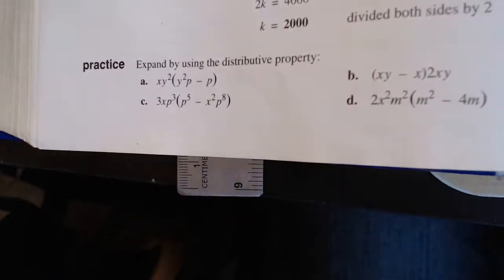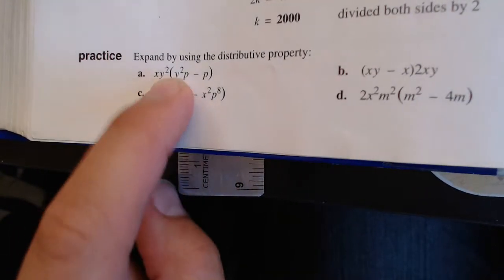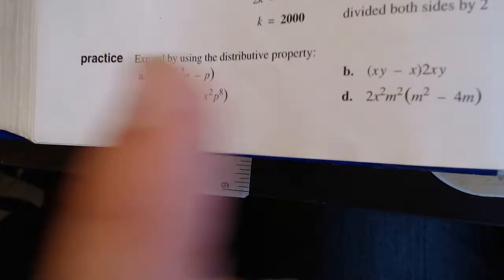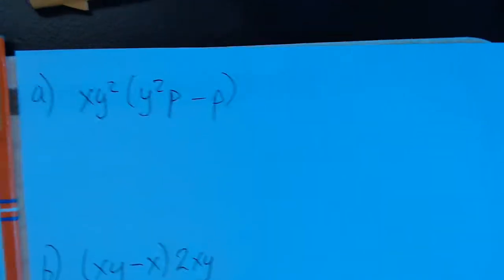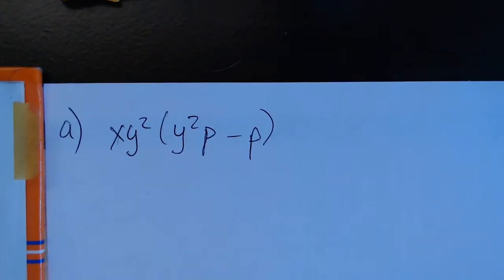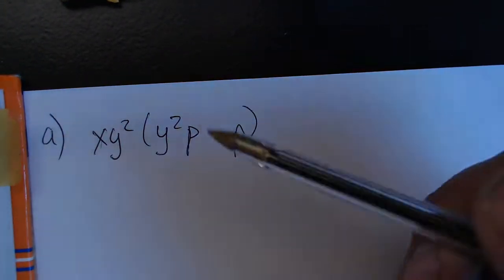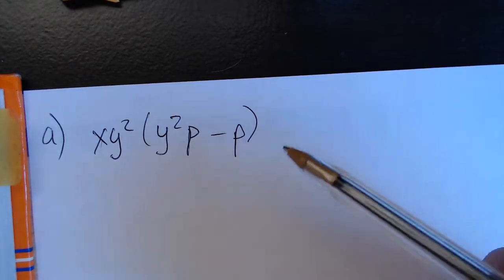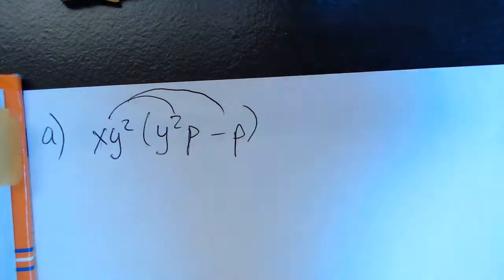What we are going to focus on is our new distributive property. So now we've got distributive property with exponents, and we're going to do A, B, and D. Starting with A, xy squared times (y squared p minus p). So we're going to use distributive property and multiply by the first and the second term.